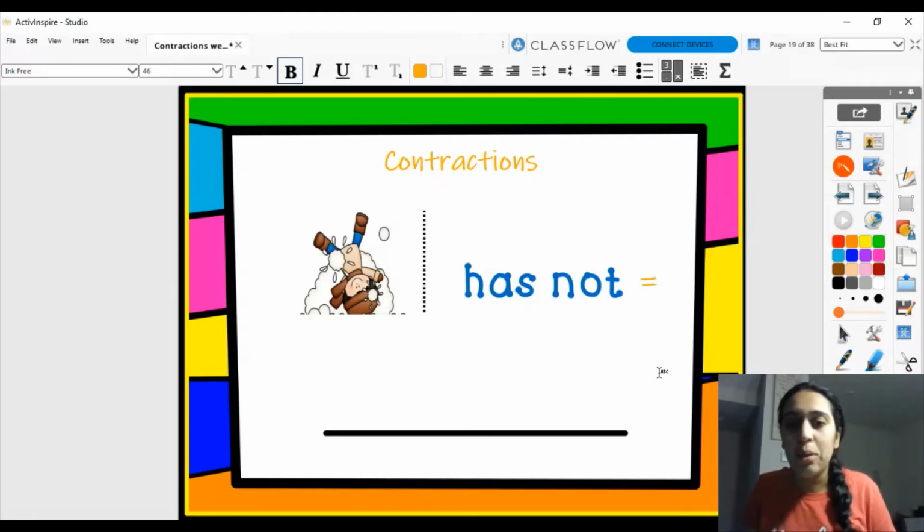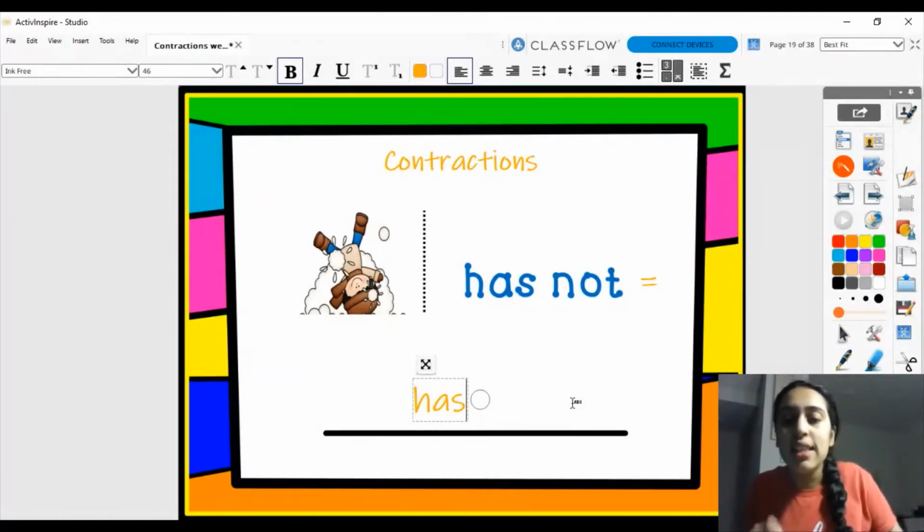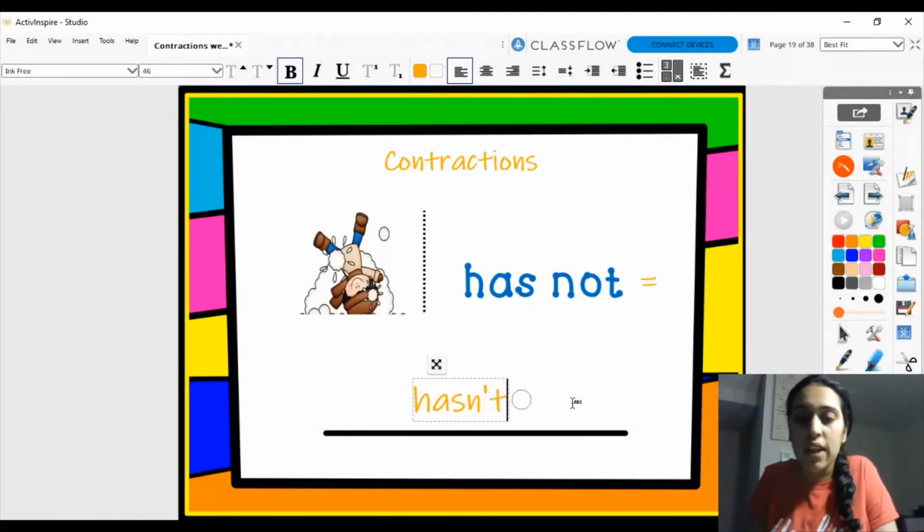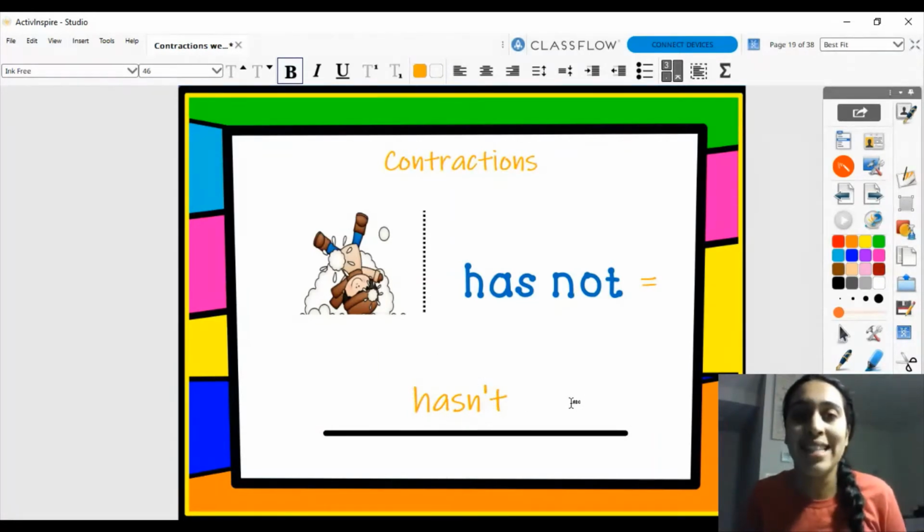Looking at has not, we are going to keep the verb how it is. So let's go ahead and write the word has. And let's think about the rule for the word not. We're going to keep the N, take away the O, replace it with an apostrophe, and then add the T. Let's go ahead and add that. Keep the N, take away the O, add an apostrophe, and then the T. And the contraction is now hasn't. Has not, contraction, hasn't.